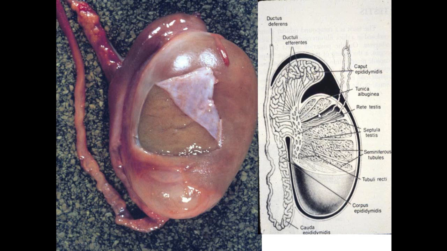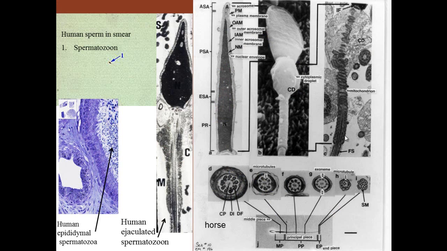You can see one here deflected back, and those end in the rete testis tubules, which go to the efferent ducts, and then from the efferent ducts to a single ductus epididymis that we'll talk about in part two. But for our purposes today, you have the capsule here with septa that run in, not complete, but projections that carry blood vessels as well as nerves. Now, the main exocrine function of the testis is, of course, the production of spermatozoa.